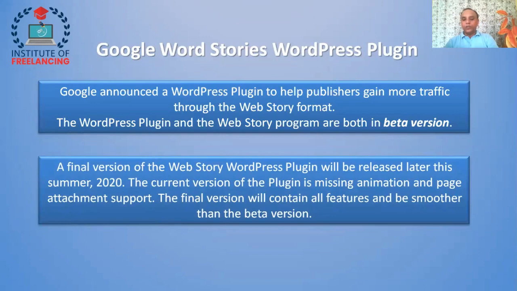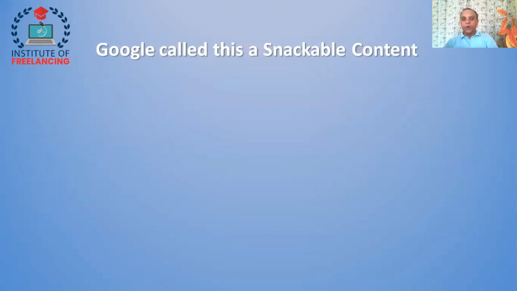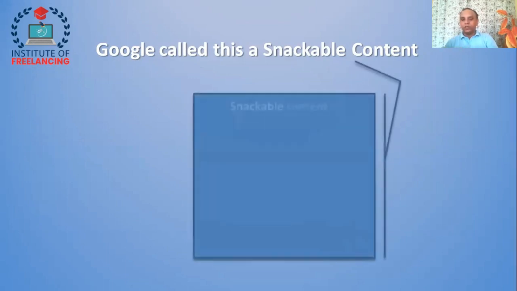The current version of the plugin is missing animations and page attachment support. Other than that, everything is perfectly functional and working fine as far as I have checked. The final version will contain all features and be smoother than the beta version. Okay, Google called this a snackable content. What exactly is snackable content? Very basic and very important to understand.